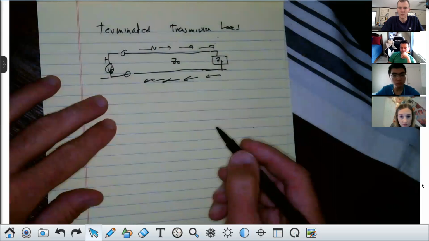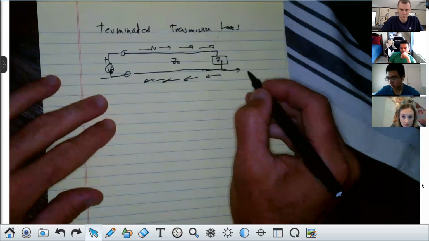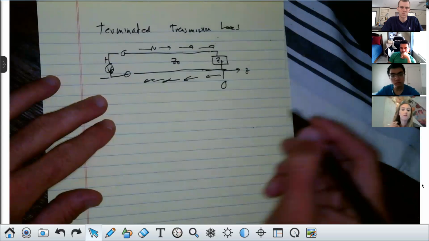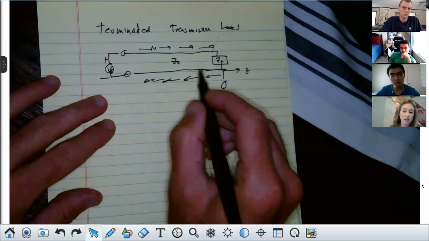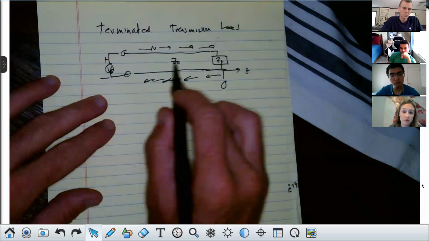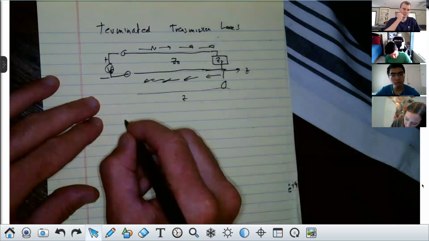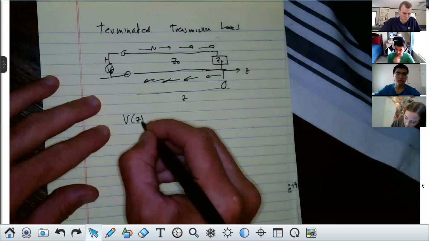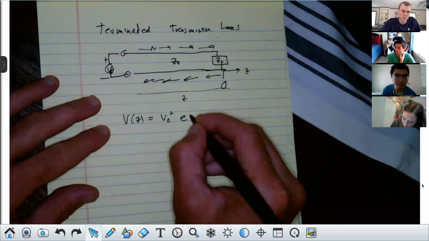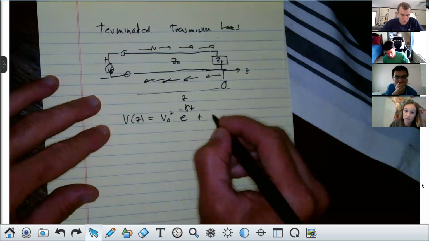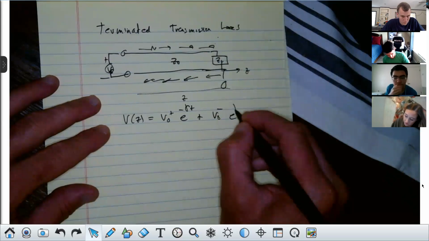So in general, we'll assume this is the z direction, and we always put the load at z equals 0, and you do this for mathematical reasons. Then I can say, if I have a voltage here causing a voltage down the line here versus z, I can express the voltage on the line as some V0 plus e to the minus gamma z plus some V0 minus e to the gamma z.